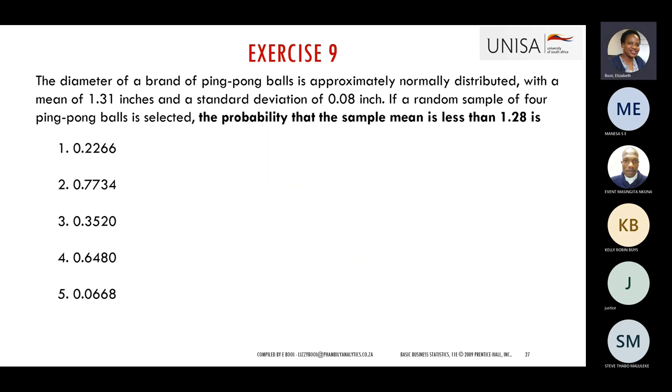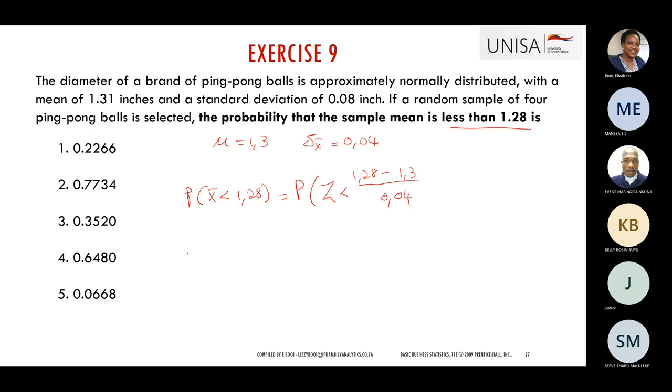Using the same information, you are asked to find a probability. So we know that our mean is 1.3. Our standard error, we did calculate it, you don't have to calculate it again, is 0.04. What they are asking you is to find the probability that your sample mean is less than 1.28. Therefore, you just need to calculate Z of less than 1.28 minus 1.3 divided by your standard error of 0.04.